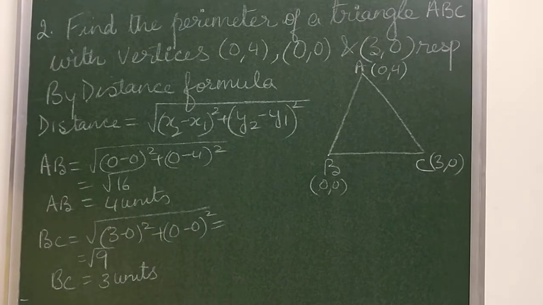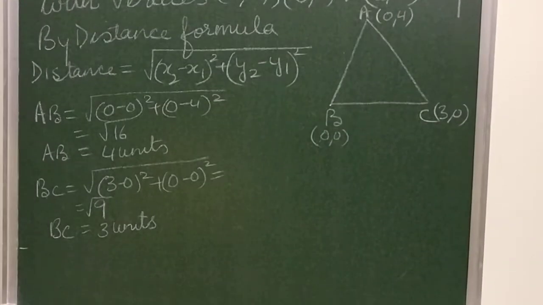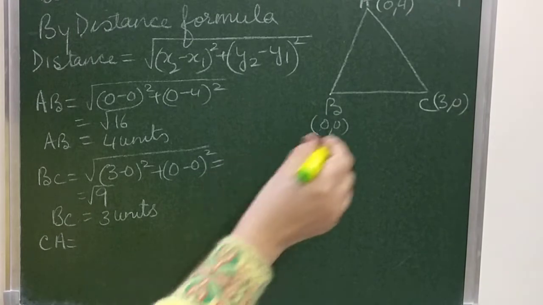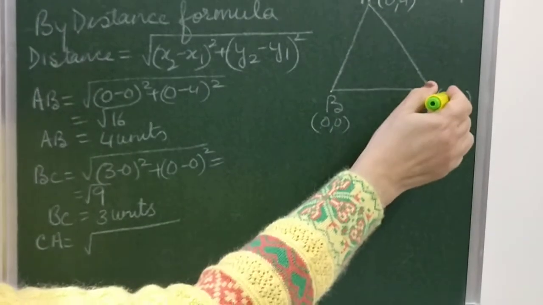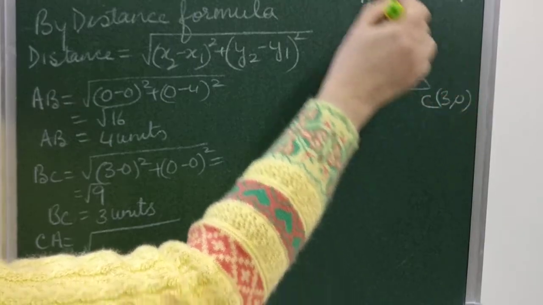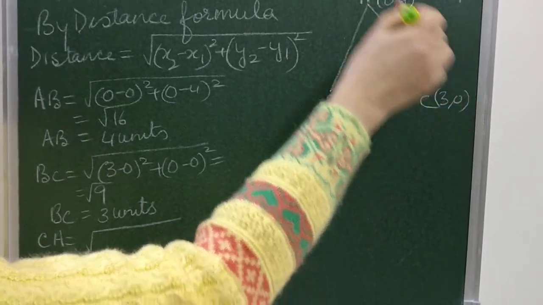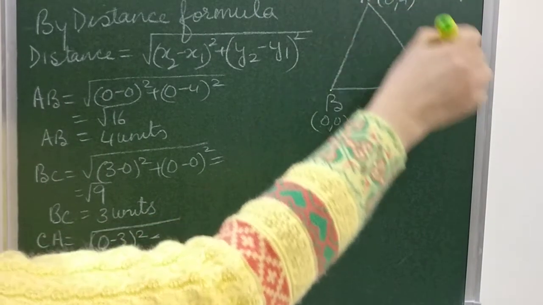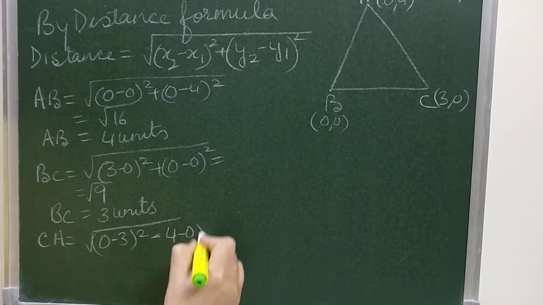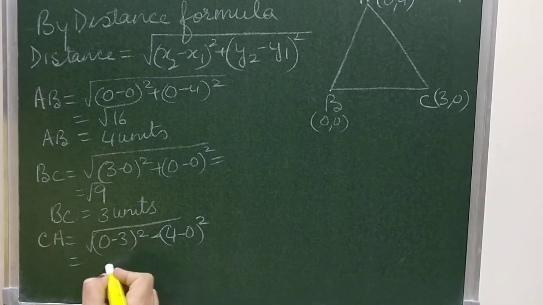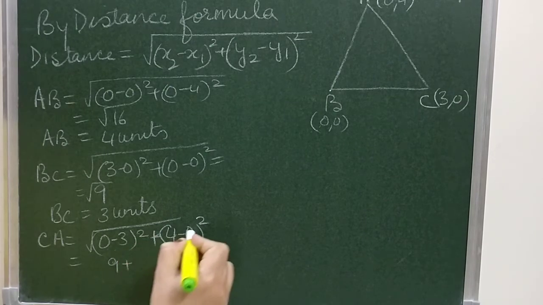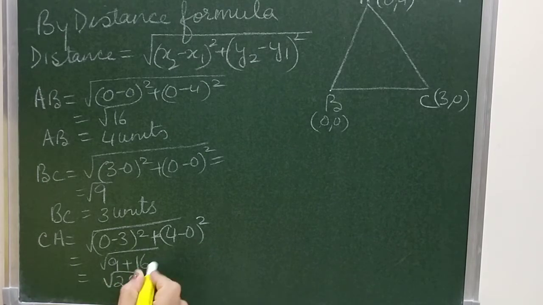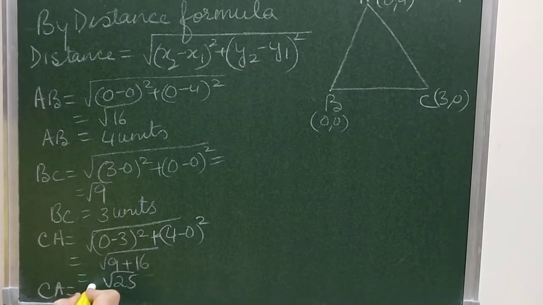Let us find out now CA. So for CA, again the distance formula, (3 minus 0), any number we can pick up from here. Okay, 0 minus 3 or 3 minus 0. So (0 minus 3) the whole square plus (4 minus 0) the whole square. So this makes up 3 squared is 9, 4 squared is 16. That is root of 25. That means CA is equal to 5 units.